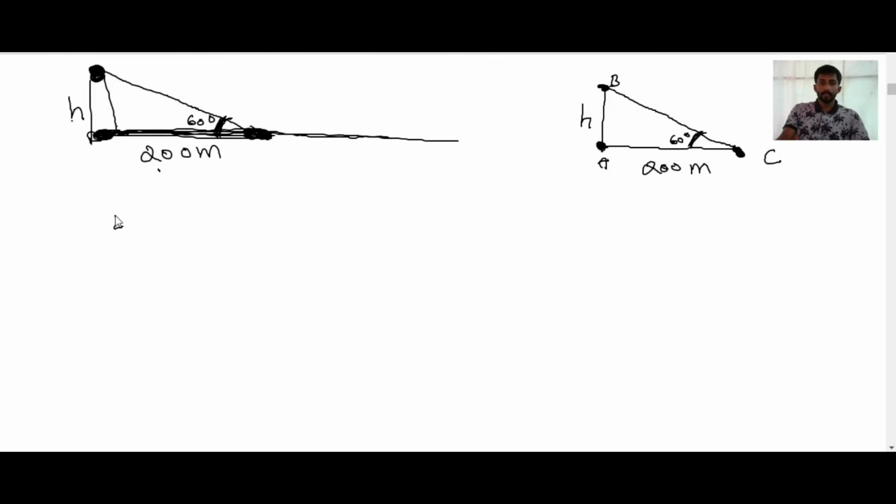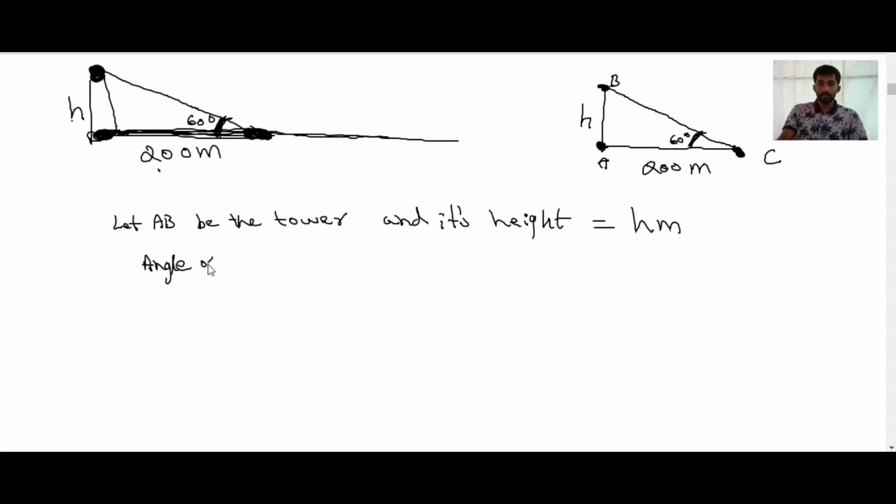Here I'll write, let AB be the tower and its height is equal to h meters. Why? Because the other distance is given in meters, therefore I'm taking height also in meters, h meters. That's necessary; units must be the same. Angle of elevation, I'm taking it as theta, is equal to how many degrees given? 60 degrees given. Now you need to calculate h, the height. Observe the triangle.